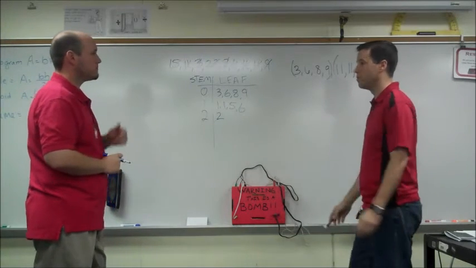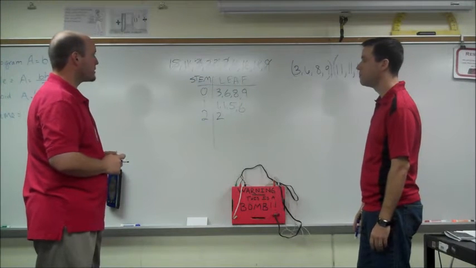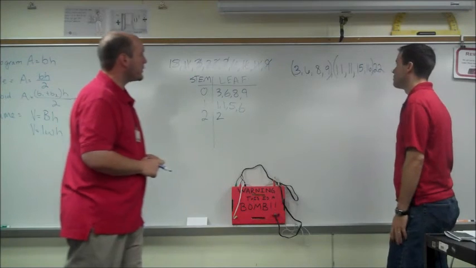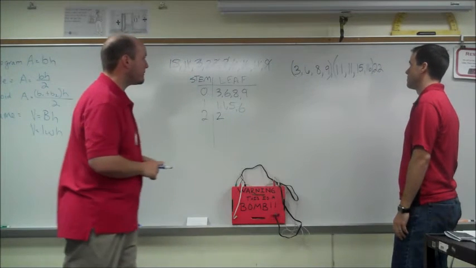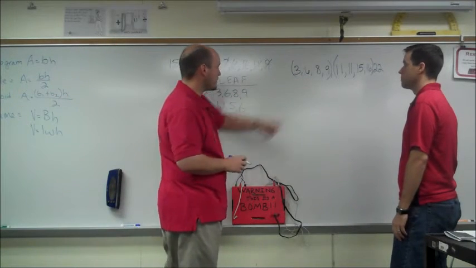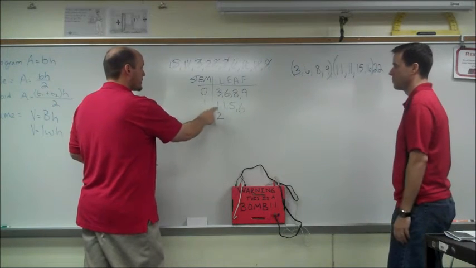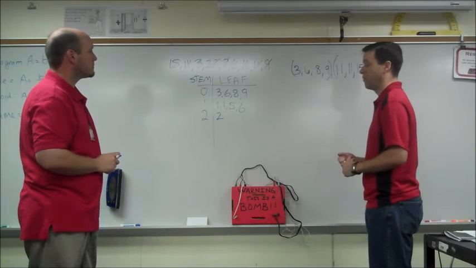Before we go any further, Mr. Fishback, what's the mode of this data? Well, the mode is the number that shows up the most often. And so I'm looking up here and I see one number that shows up more than any other numbers, and that's the number 11. Real easy to find the mode when you have the numbers put in numerical order. Also, I see right here I have two 1s, and these ones both represent the number 11. Awesome. So we need to do a box plot from this data.